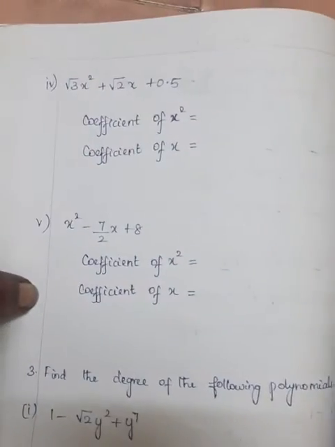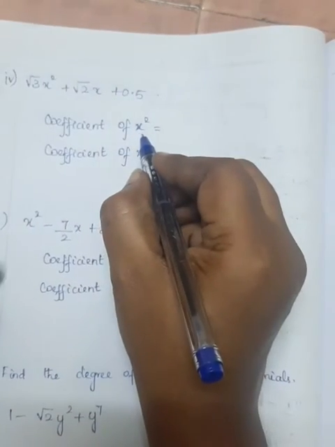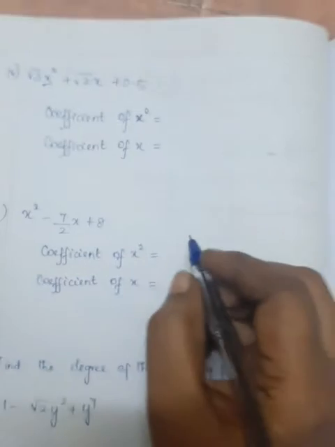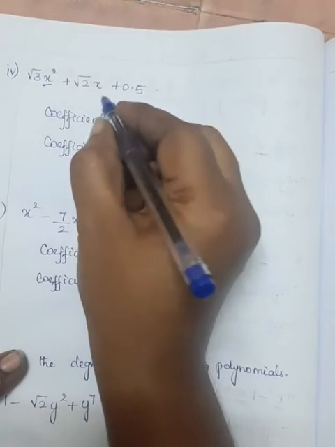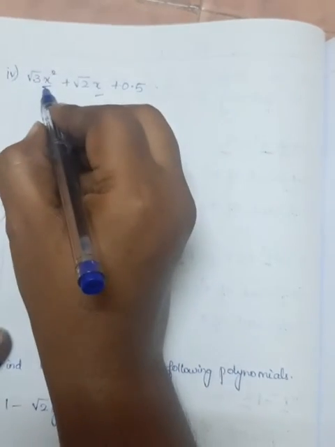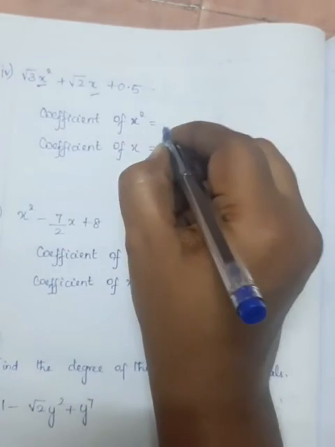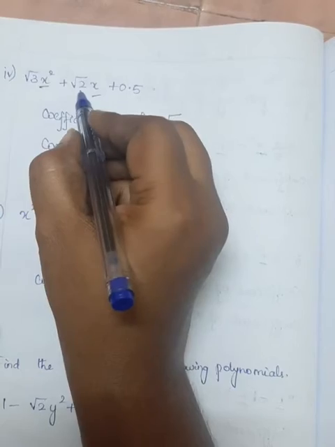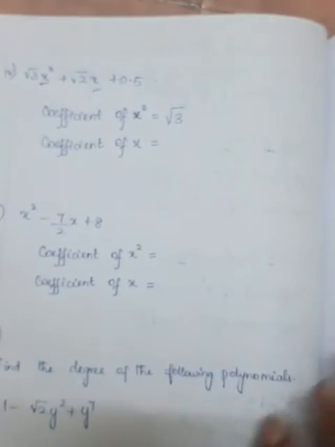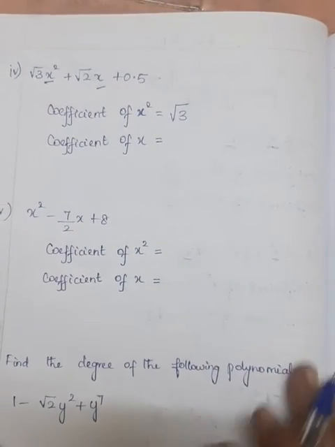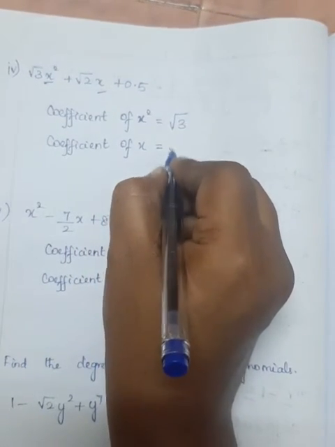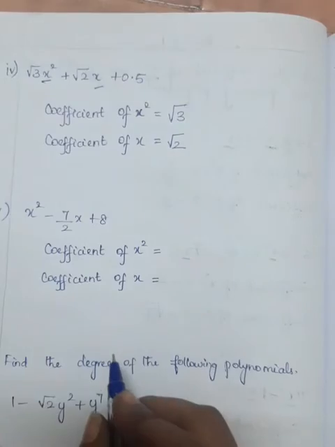Okay, children. So now let's see the fourth subdivision. So coefficient of x square. See the x square variable is here and then x variable is here. The coefficient of x square is root 3, plus root 3. What is the coefficient of x? Take it along with the sign here. They have given it is also plus only. So plus root 2. Coefficient of x is plus root 2.